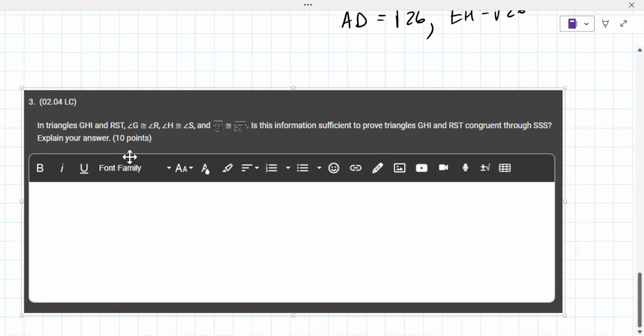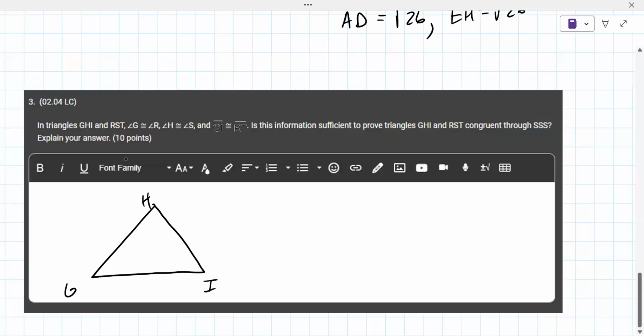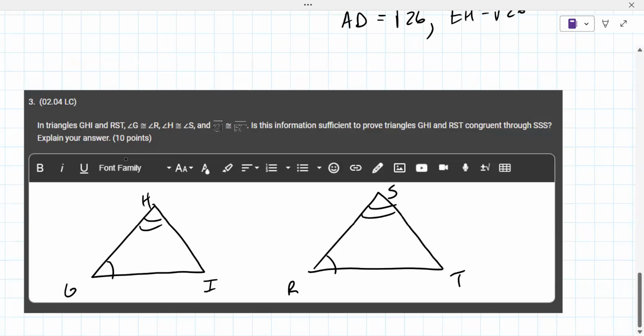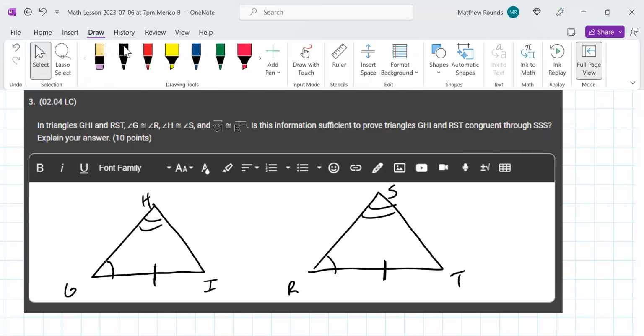All right, so it says in triangles GHI, so I'll draw GHI and RST. Angle G is congruent to angle R, angle H is congruent to angle S, and GI is congruent to RT. So is this sufficient information to prove that triangles are congruent through SSS? And the answer is no.